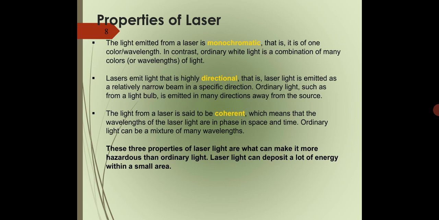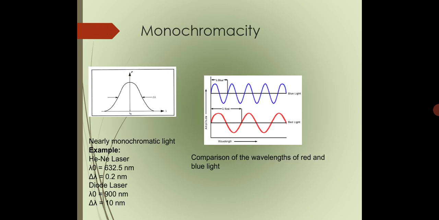And the third important property is that laser light is coherent. Coherent means whatever light is coming out from the laser light source, all of it is in phase. The phase difference between all the rays of the laser is 0 degrees. So these are the main three properties of lasers: monochromatic, directional and coherent. These properties of lasers make them more hazardous than ordinary light.